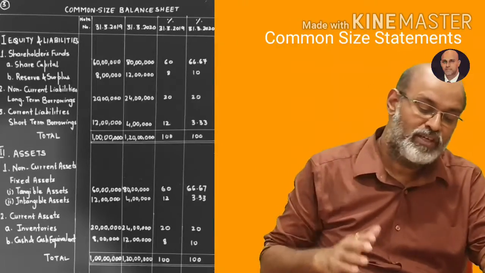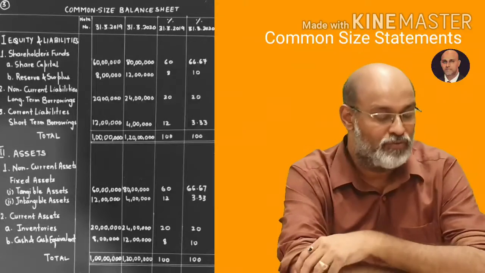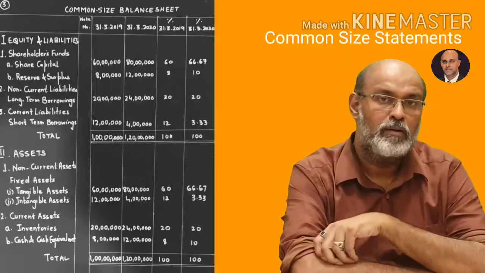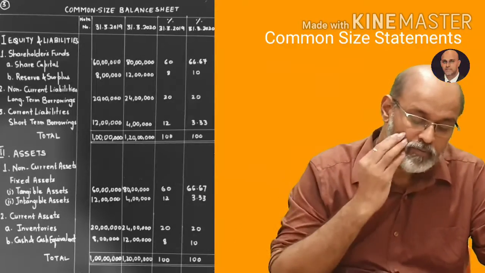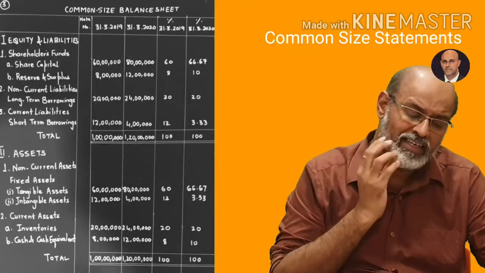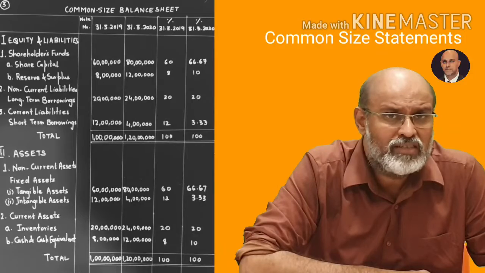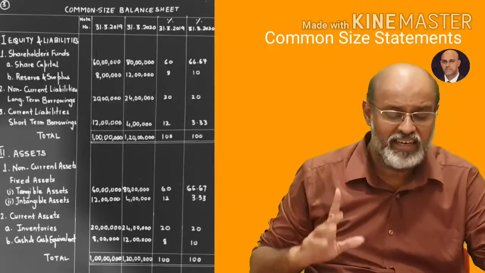Okay, so we have finished with the equity and liabilities of the first year. Let us go to the assets of the previous year, and in this they have given us non-current assets and current assets. In your non-current assets, they have given us fixed assets, which is a combination of tangible assets and intangible assets.